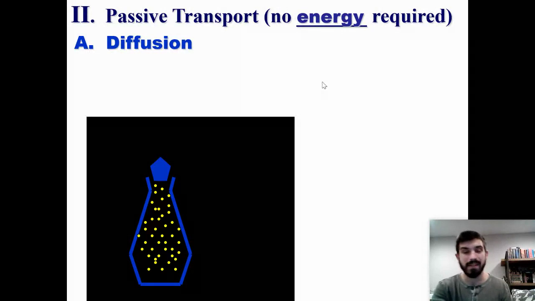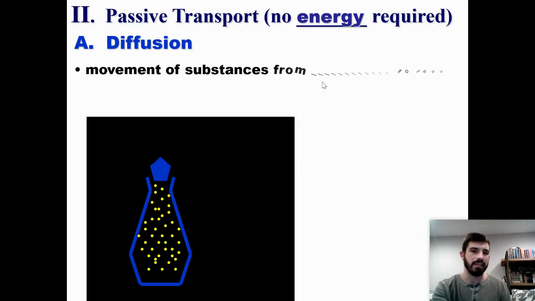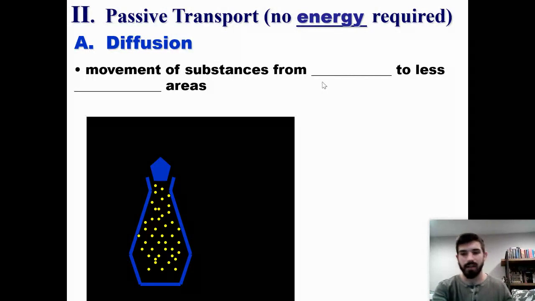So one example of passive transport is diffusion. We've talked about this many times. It's the movement of substances from a place of higher concentration to lower concentration. In other words, a movement of substances from crowded areas to less crowded areas.